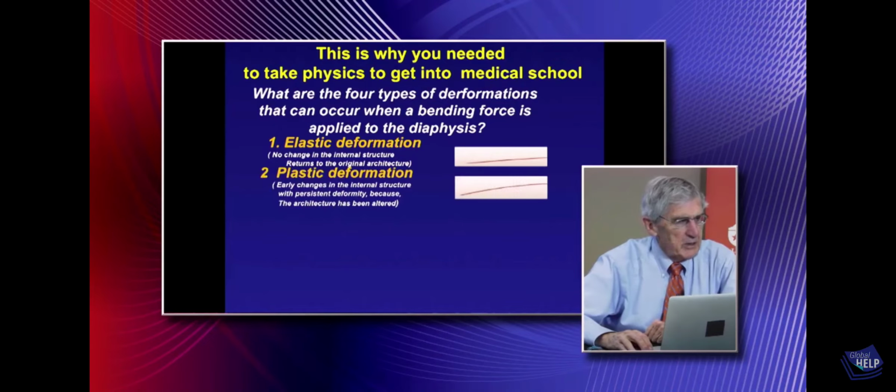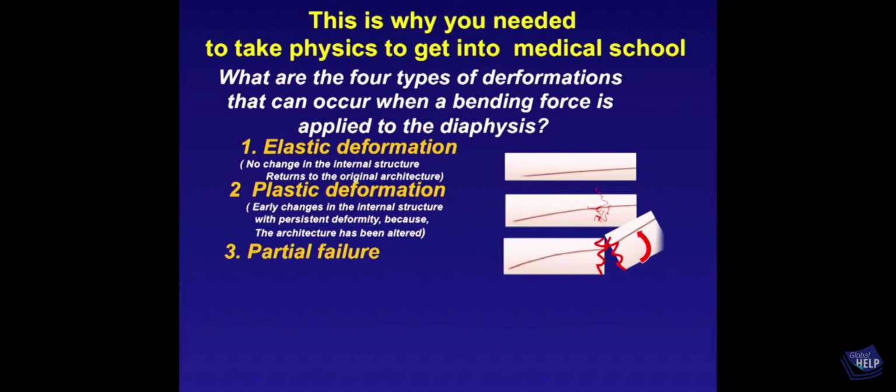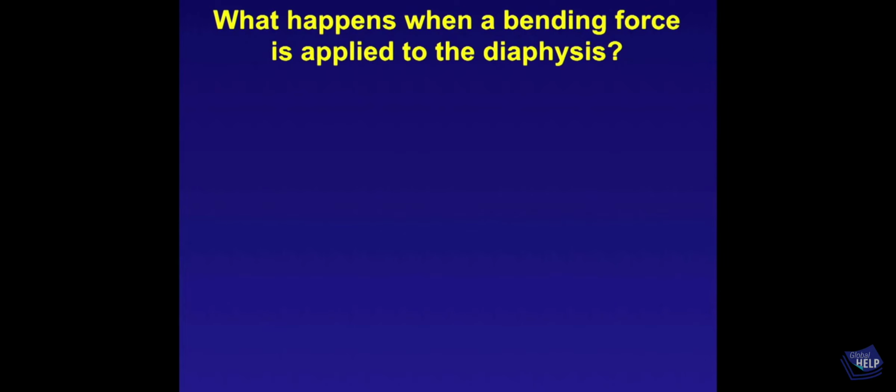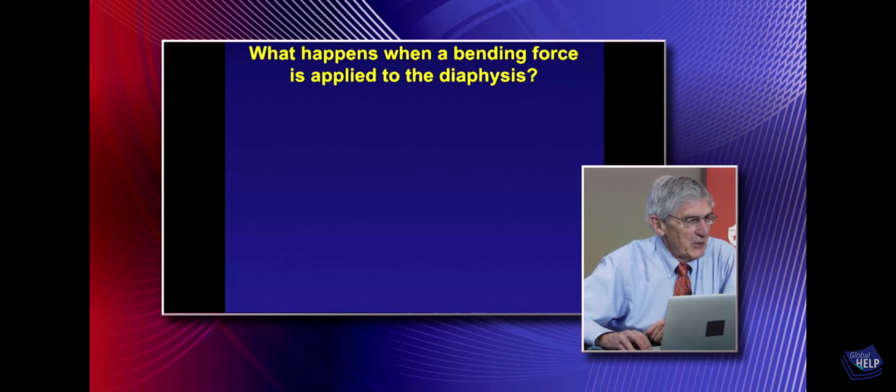In plastic deformation, what happens? It won't go back to its original form. Yeah, that's right. You have to put some internal changes in there. And then if you apply even more force, you get failure of one side, on the tension side. And if you put a lot of force on there, you get complete failure of it. So, those are the basic principles that you learned in physics just a few years ago.